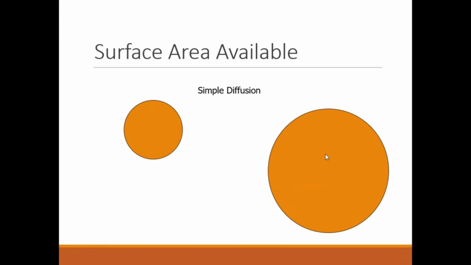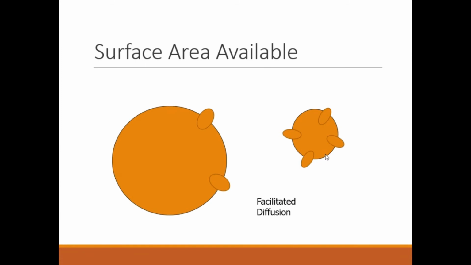When we're talking about facilitated diffusion, though, the only points of entry and exit are going to be those protein carriers. So look at this scenario. We have a large cell on the left with 2 protein carriers. However, we have a smaller cell with 4. In this case, the smaller cell, with respect to facilitated diffusion, actually has the greatest surface area available for transport.